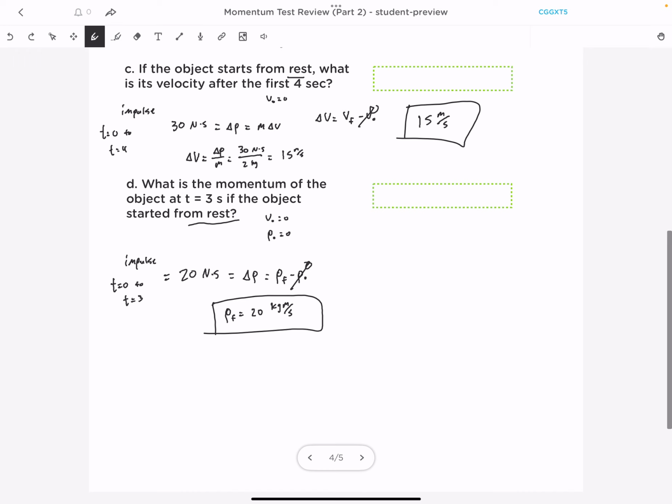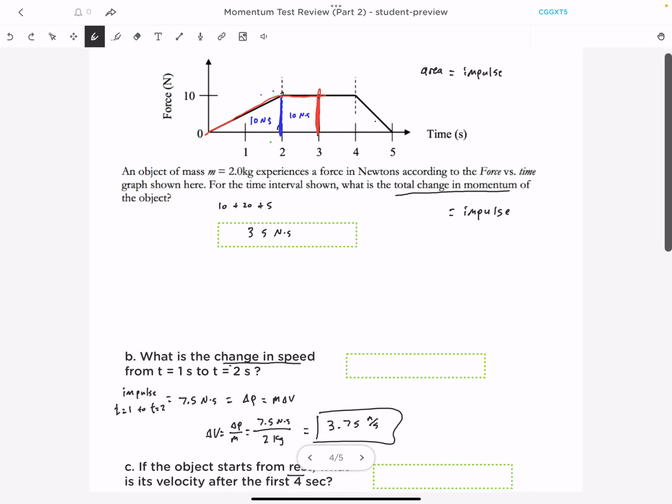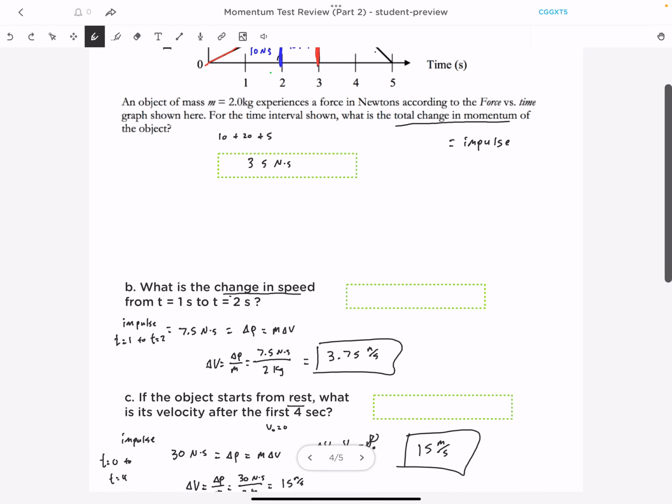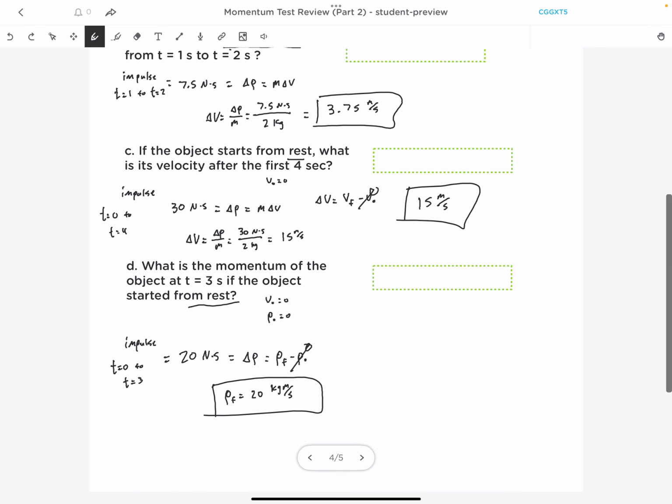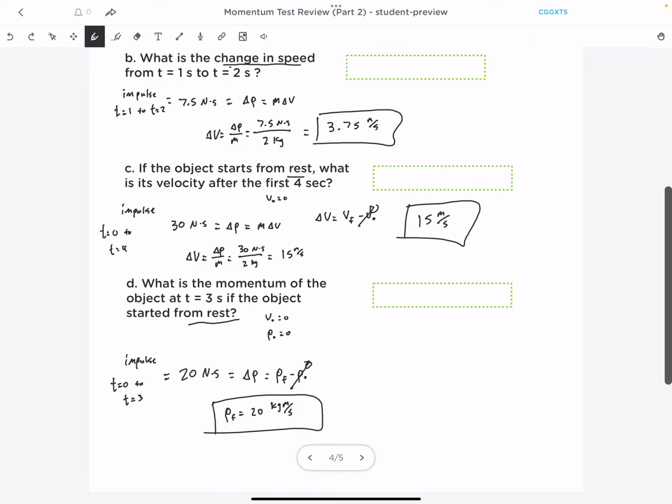All right, well, anyways, that's pretty much it. That's how you approach these problems, and you'll be doing them in class. So if you have any further questions, just let me know. But yeah, that's pretty much it.